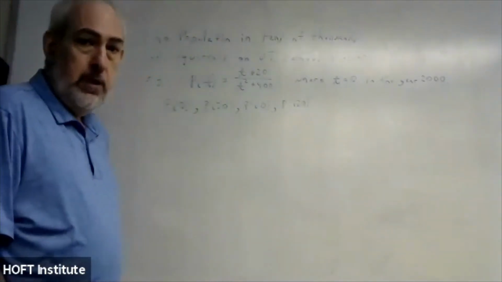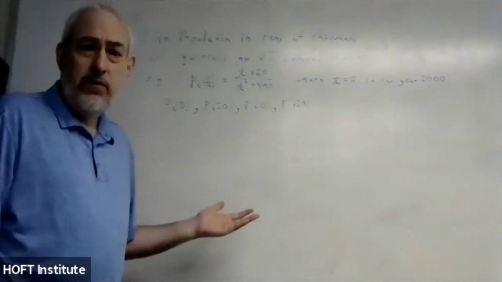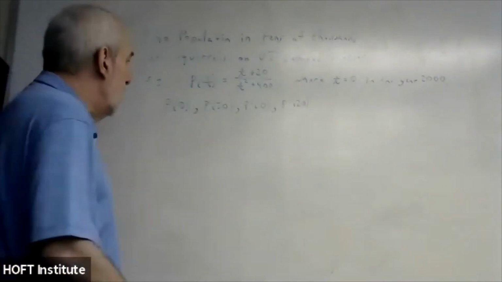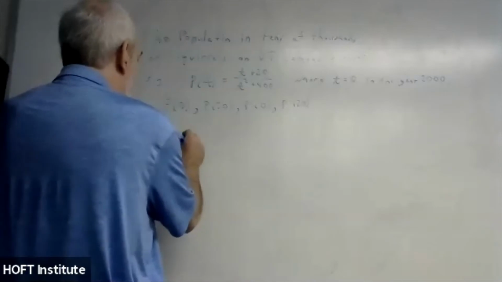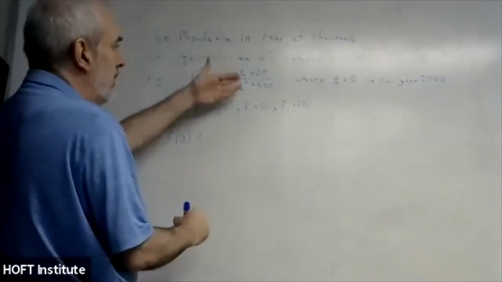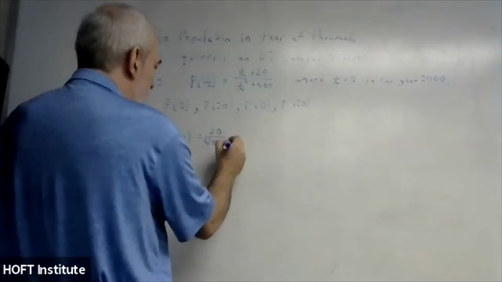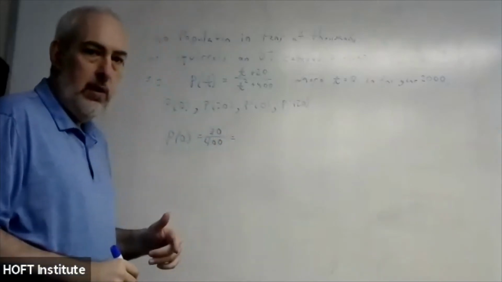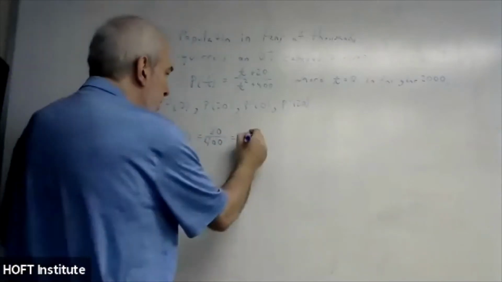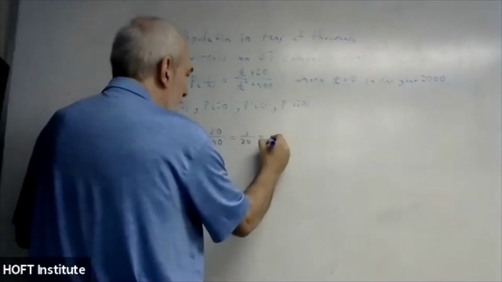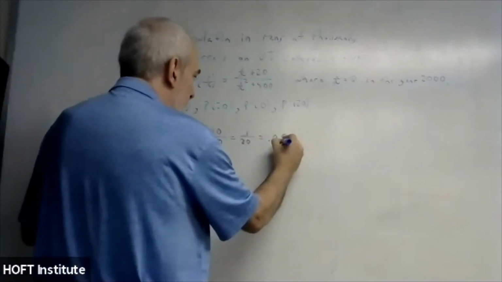Okay, so the first two are just plugging in 0 and 20. So let's see what that is. P of 0, if you just plug in 0, you get 20 over 400, which simplifies to be 2 over 40, or 1 over 20, which is 0.05.